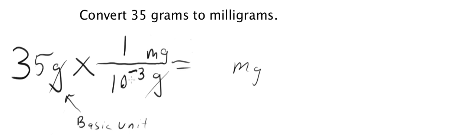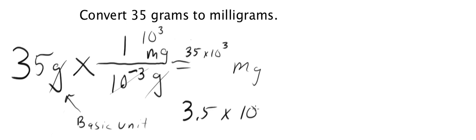Now, it's kind of hard to divide by 10 to the minus 3. So if we just move it up to the top and do it as 10 to the third, we'll be in better shape. So you can see that this is going to work out to be 35 times 10 to the third milligrams. The problem is this is not in scientific notation. We really need to have it in the form as 3.5 times some power of 10 milligrams. We only want one digit to the left of the decimal point.